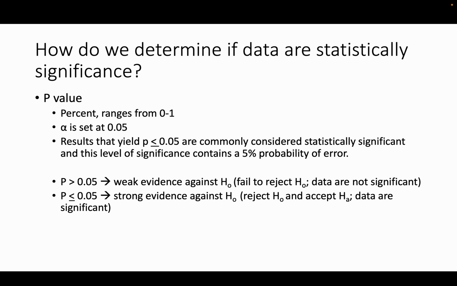However, if the p-value is less than or equal to 0.05, this is strong evidence against the null hypothesis. So what you would do is reject the null hypothesis and accept the alternative hypothesis because your data are significant. Again, this means that there is something in your treatment group that is contributing to the difference. At this point, you should see that the p-value is measuring evidence against the null hypothesis.